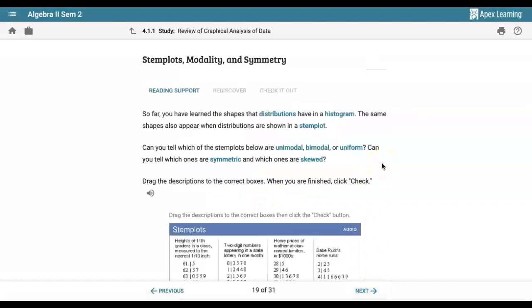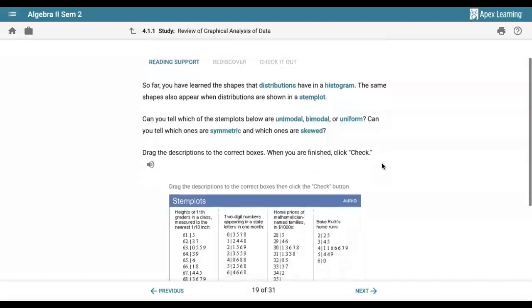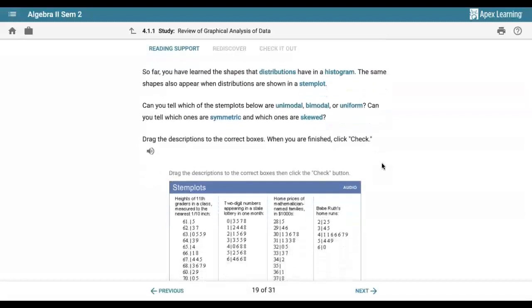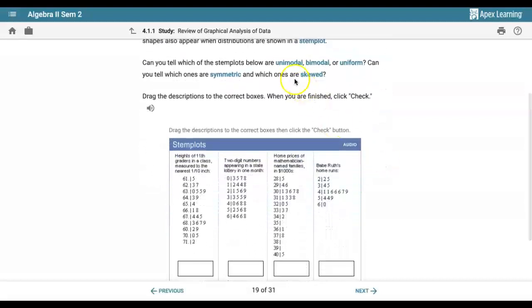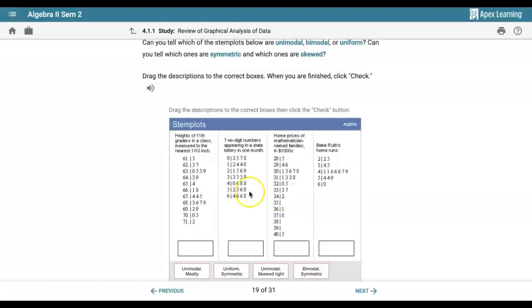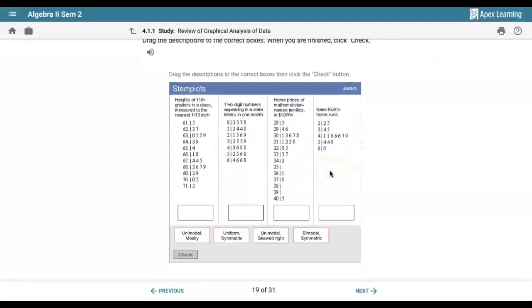All right, moving forward to stem plots, modality, and symmetry. We can look at stem plots and figure out the exact same things. Are they unimodal, bimodal, or uniform? Are they symmetric or are they skewed? If we look at these, the question is, how do you know?